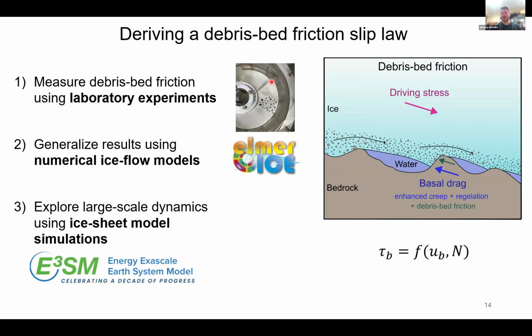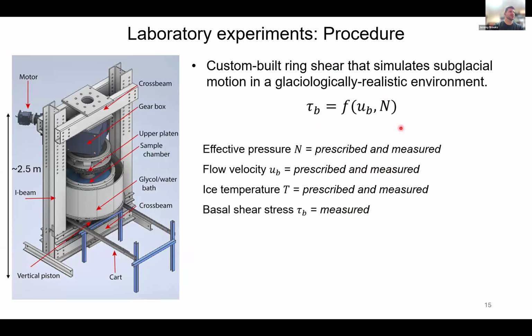So the goal of this work is to derive a slip law that incorporates that debris-bed friction. So we're going to measure debris-bed friction directly using laboratory experiments, and then use ice flow model results from Elmer/Ice to generalize those results to a wider parameter space and more realistic bed geometries. And then a third part of the study, which I actually won't talk about today, is exploring the large-scale dynamics of the slip law using ice sheet model simulations. So we'll start with our laboratory experiments.